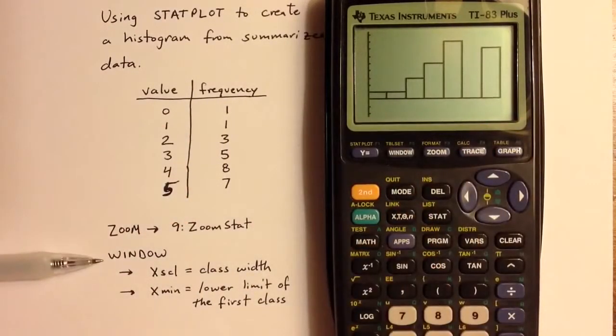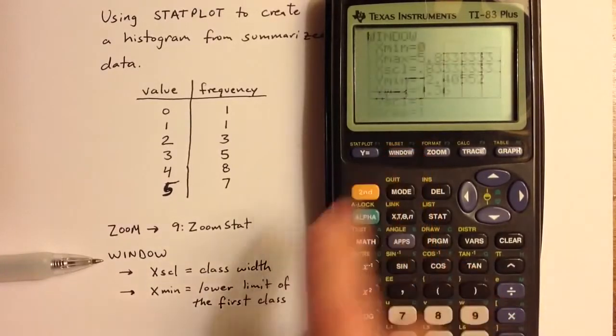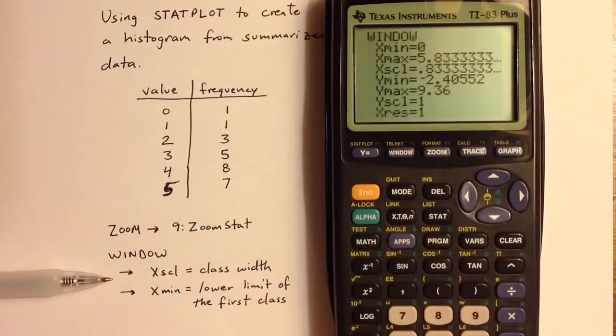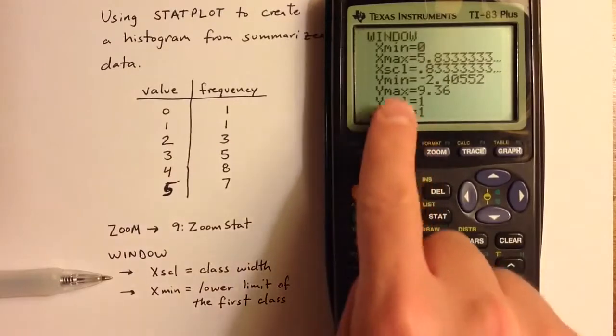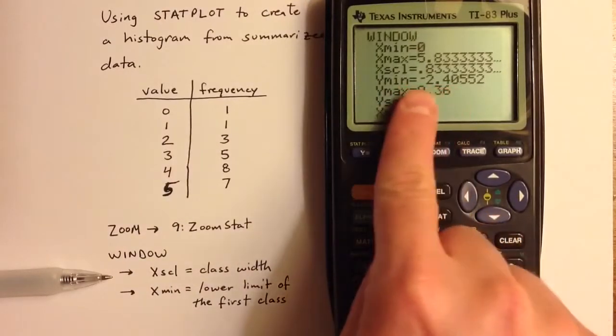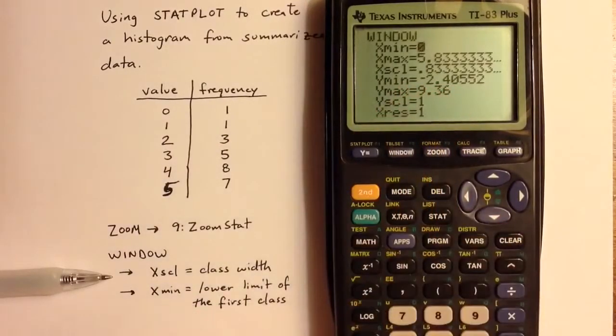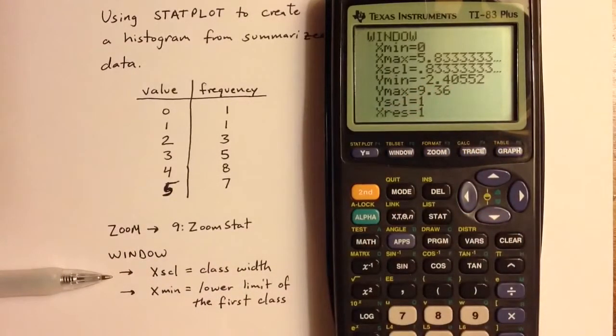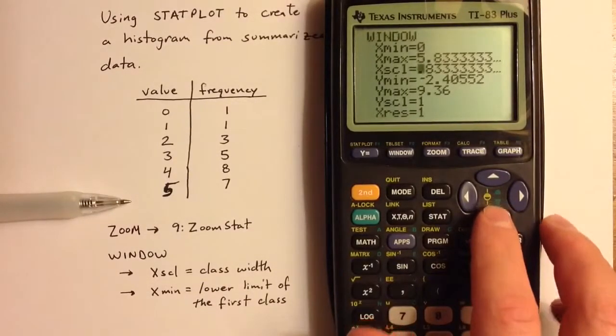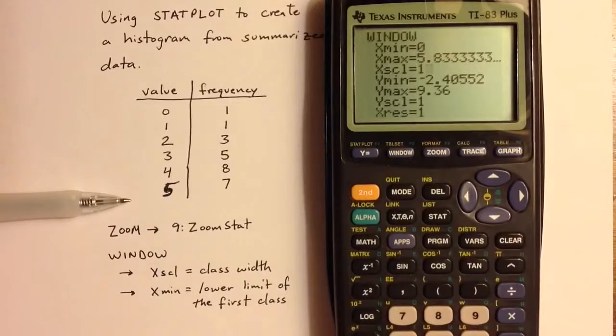To see why that is, if we go to Window, we can make more specific choices. So the data is starting at 0, since that's our smallest data value. And then the calculator, for some reason, decided that each bar of the histogram should be 0.83 units wide, which for our data would make more sense to be 1 instead of 0.83. So that's why there was the gap, because the bars of the histogram were less than 1.